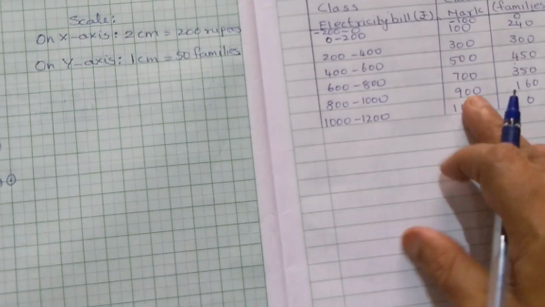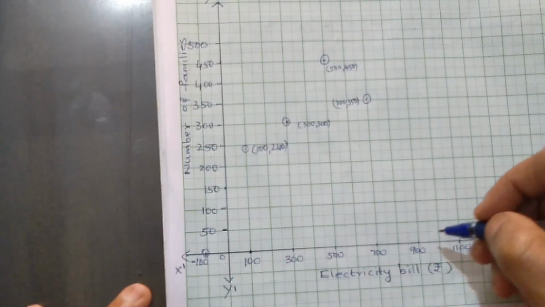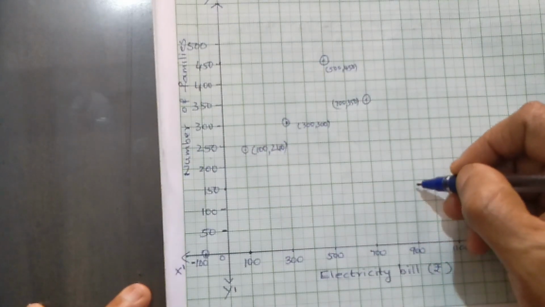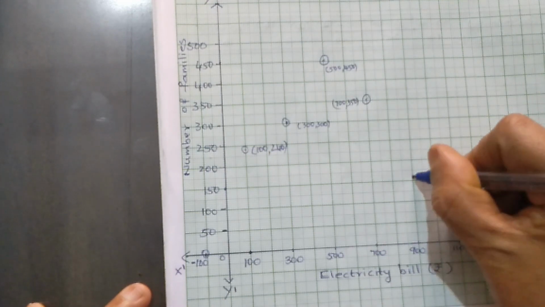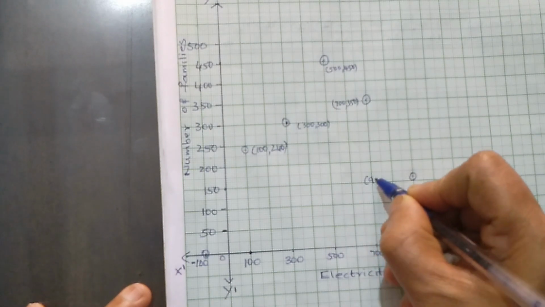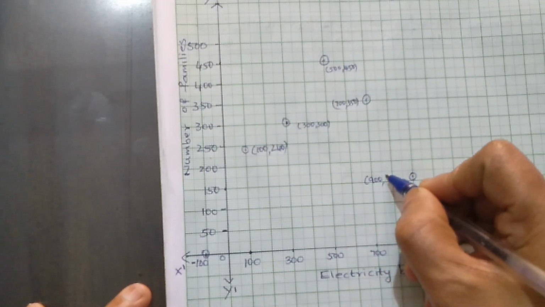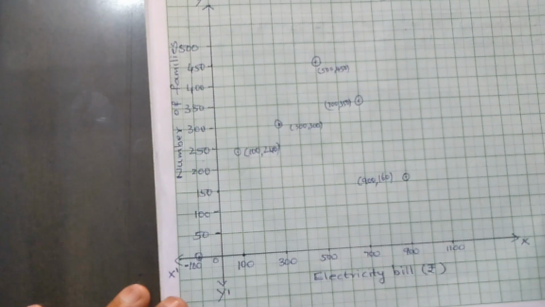Next one is what? 900, 160. 900 and 160 is here. So 160 will be the second line after that. So 900 and 160. The last one is what?